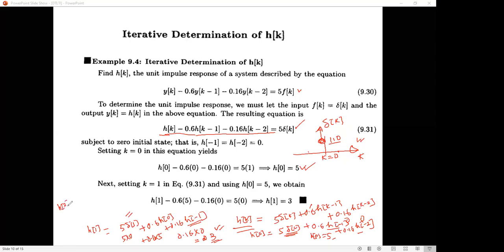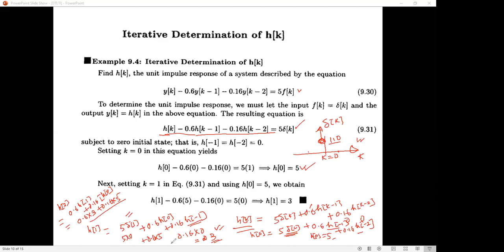H2 equal to what? Because your input term will always be 0, this will be equal to 0.6 into H1 plus 0.16 into H0, isn't it? Yes, sir. And this is equal to 0.6 into 3 plus 0.16 into 5. Okay, you can easily calculate the value. In this way, you can keep going in calculating it and plot. Then you will find the value of H.